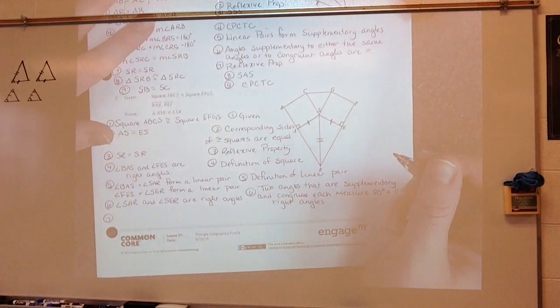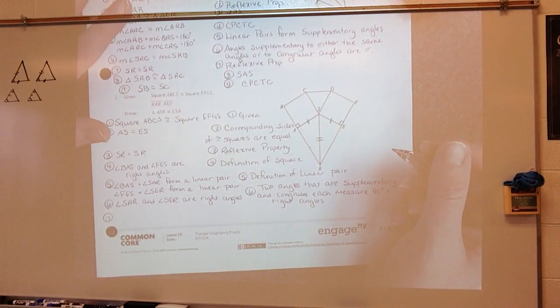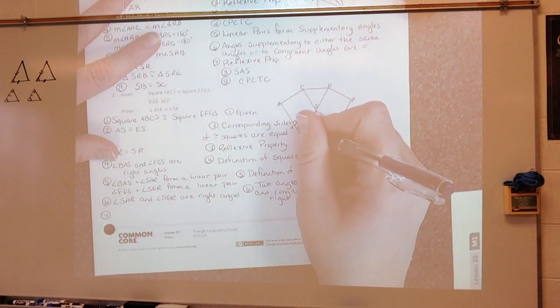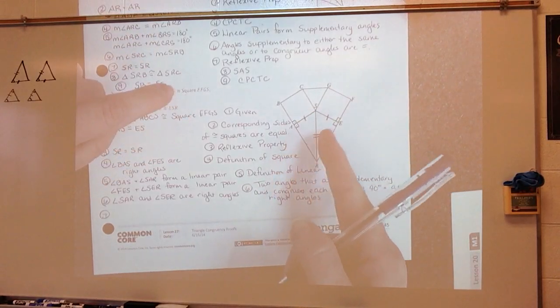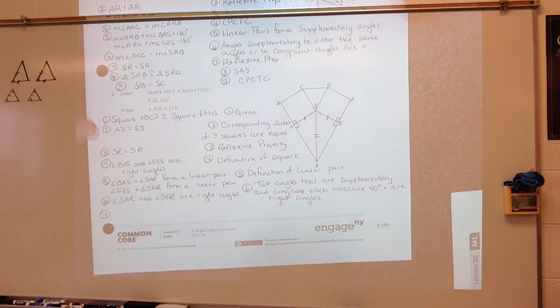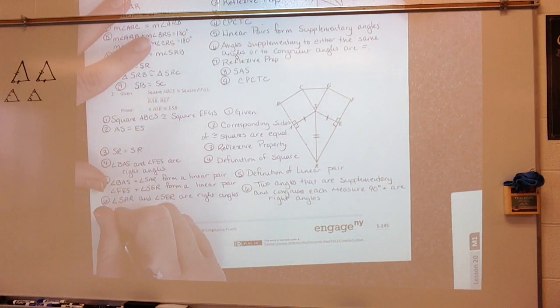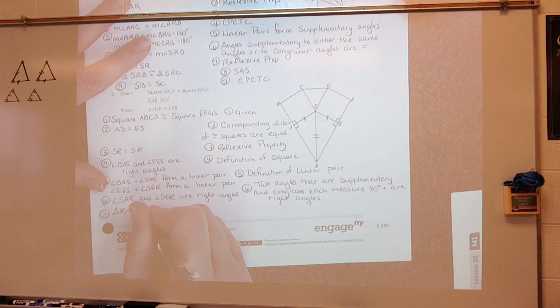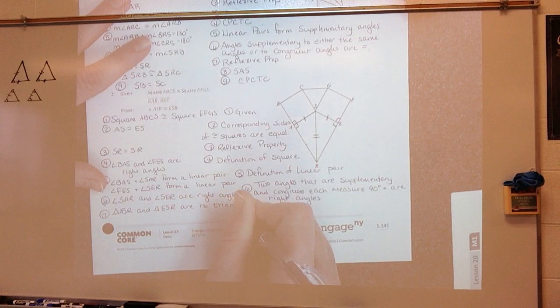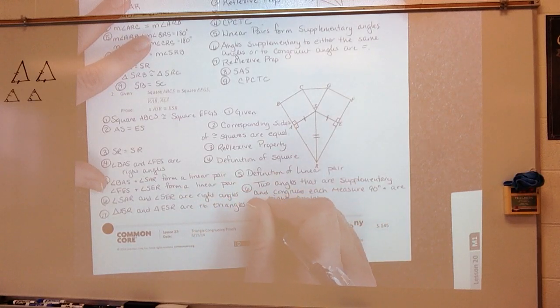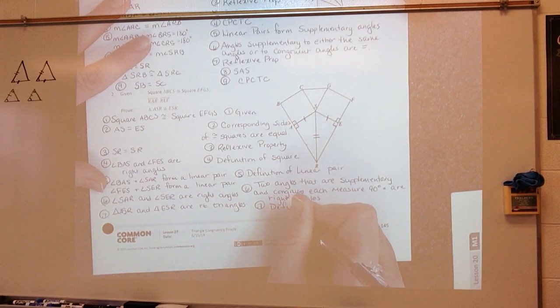Alright, so since we know that those are right angles, then what do I know about these two triangles? We know that they are right triangles. So triangle ASR and triangle ESR are right triangles. And that's simply the definition of a right triangle.